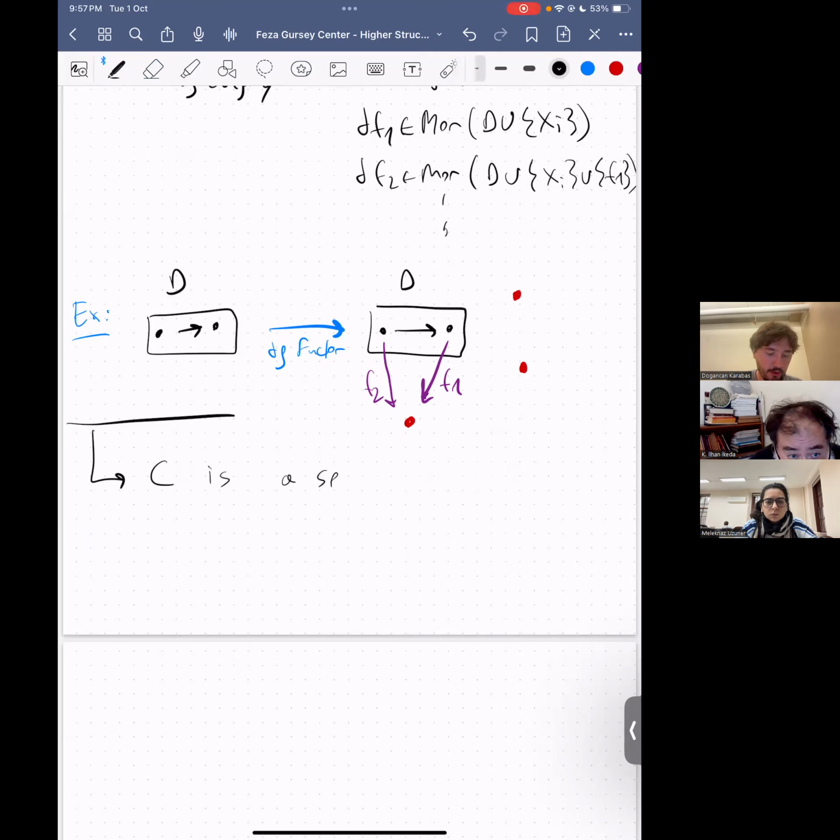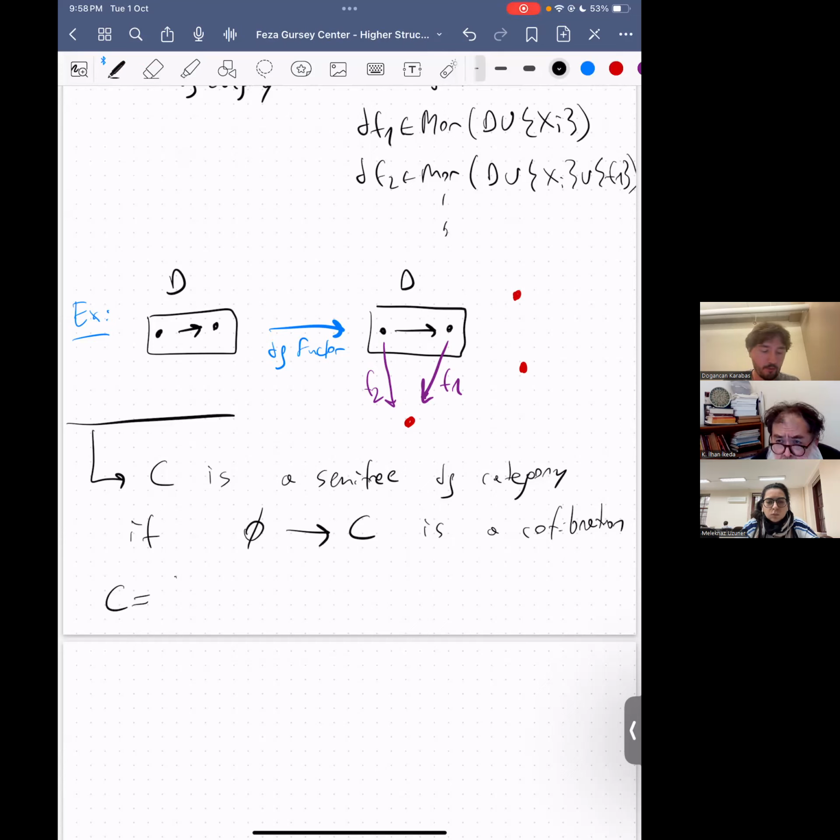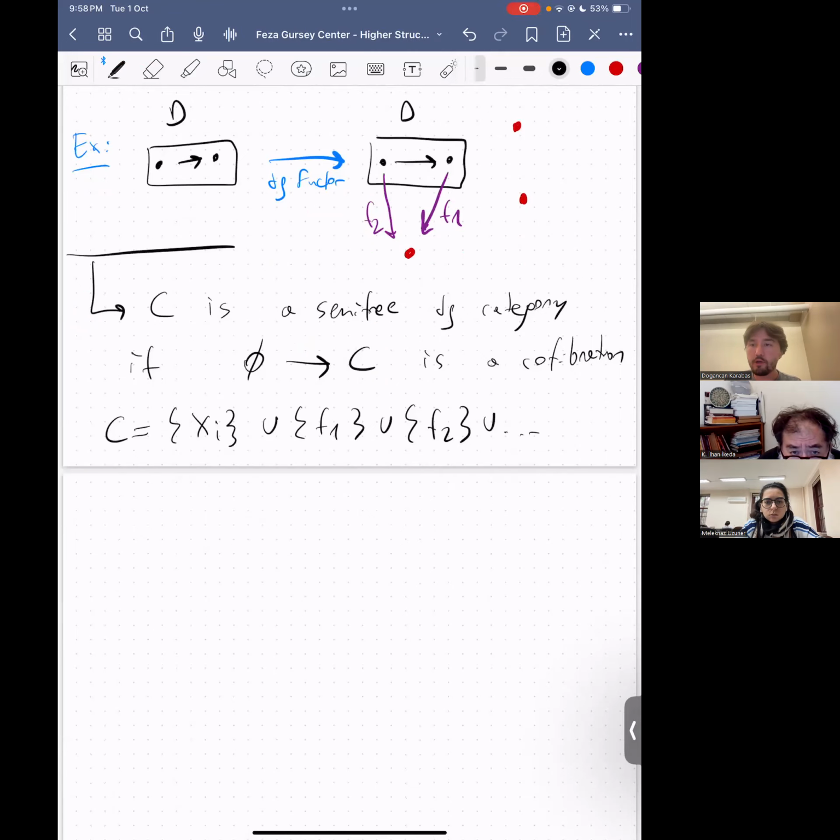C is a semi-free DG category if this is a cofibration, the map from the empty set to C. Actually, that means C can be obtained from the empty set by first adding some objects and then morphisms, the way I told you. The categories which can be described like that are semi-free DG categories.